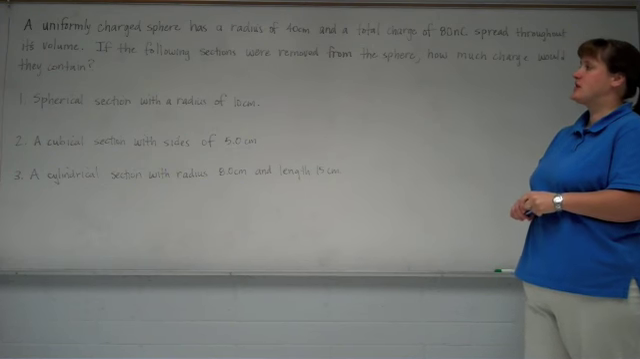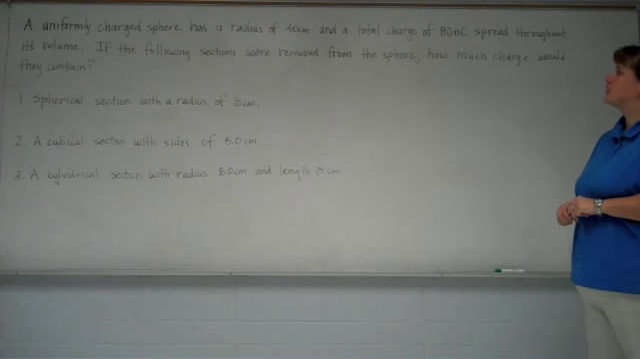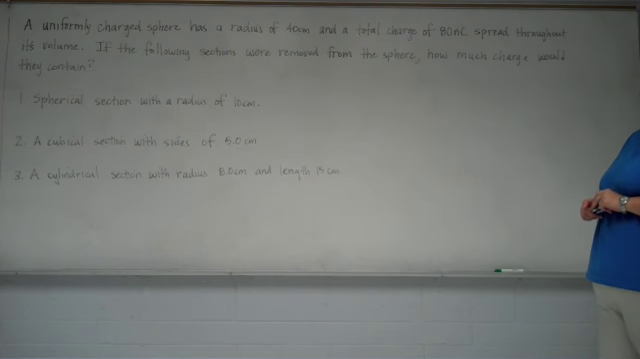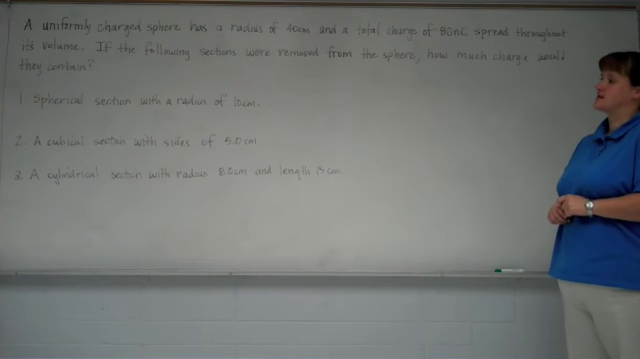We have a uniformly charged sphere with a radius of 40 centimeters. It has a total charge of 80 nanocoulombs spread throughout its volume. If the following sections were removed from the sphere, how much charge would they contain?